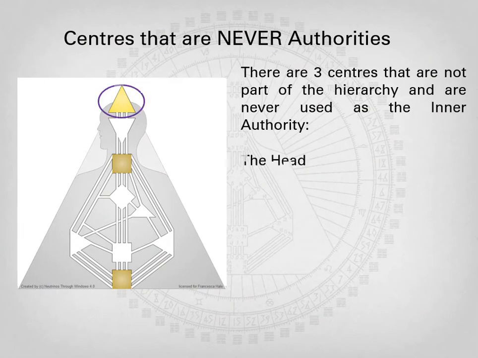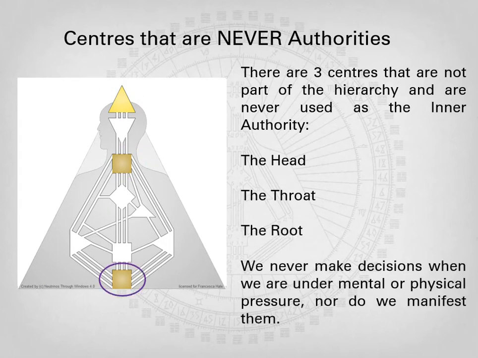There are 3 centres that are never authorities for decision making. The first is the head, the second is the throat, and the third is the root. With the head and root being pressure centres, this indicates that we should never make decisions when we are under mental or physical pressure. The throat is the centre for manifestation. We also don't manifest our decisions.